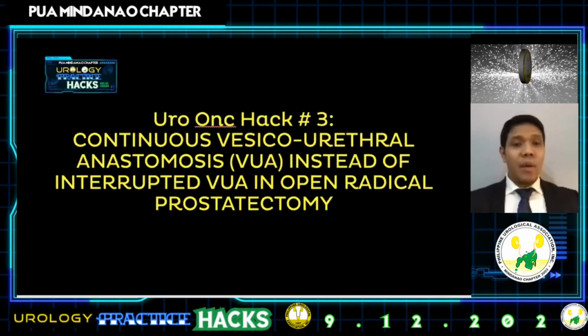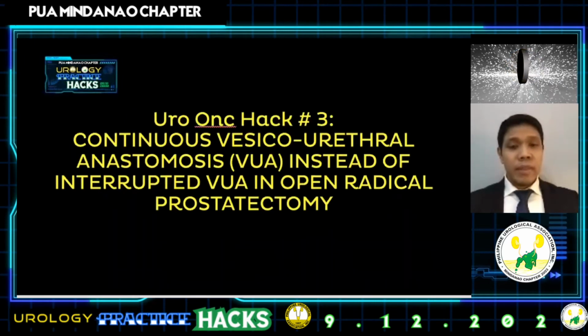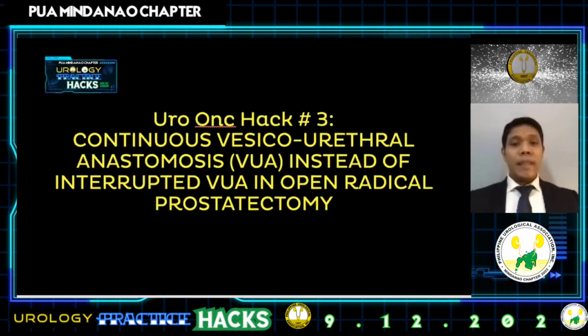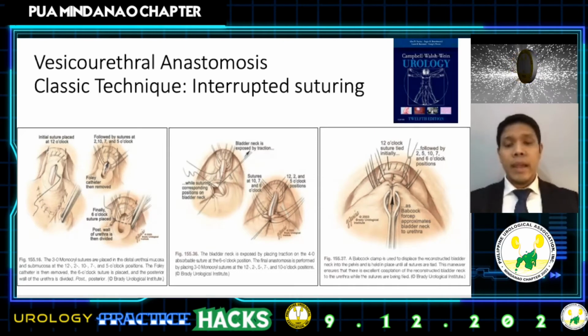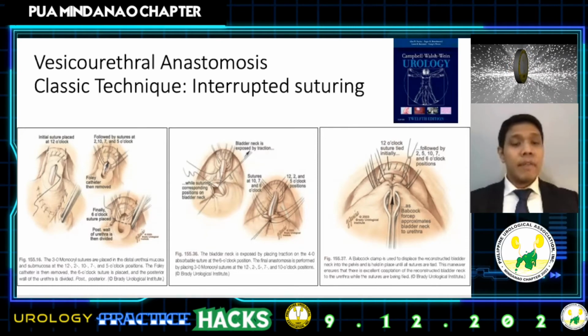The third hack which I use is doing a continuous running suture for vesicourethral anastomosis in open radical prostatectomies. Okay. The textbook description in Campbell and Hinman is that of an interrupted VUA, which uses 6 to 8 throws to anastomose the urethra and the bladder neck. This, of course, remains a feasible technique, but I will show you some potential advantages of the continuous technique.